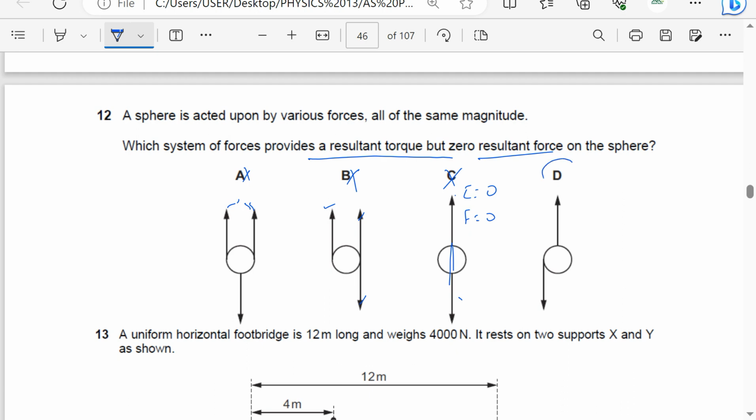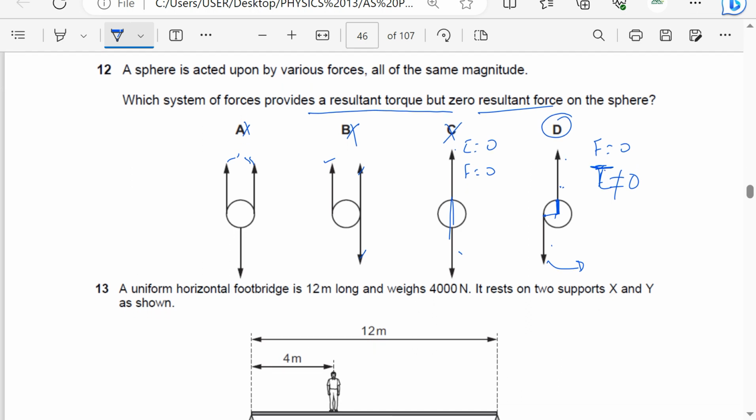So it means the answer is automatically D, because these two forces cancel out, so there is no resultant force. But this causes an anti-clockwise moment about the center, and this one causes no moment about the center because it's acting through the center. So there's a resultant moment. The resultant moment is not zero, but the resultant force is zero. So the answer is D.